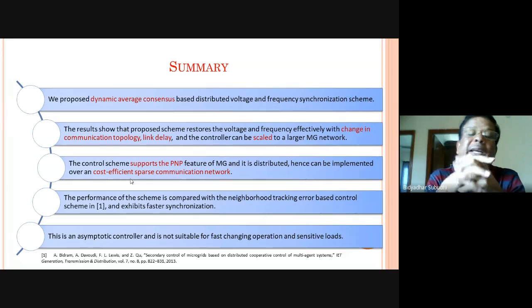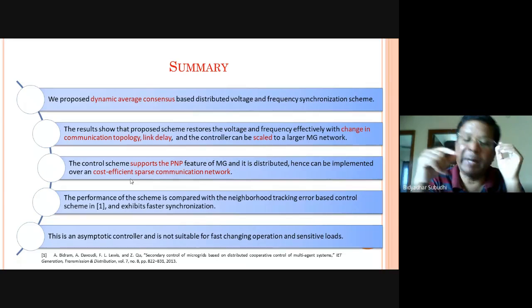Also, I have not presented that there could be some packet dropouts. How to take care of those packet dropouts in the communication link? All these things can also be taken up. So there are a few things that can still be studied. Interested researchers can take it up, and very interesting additions can be made.